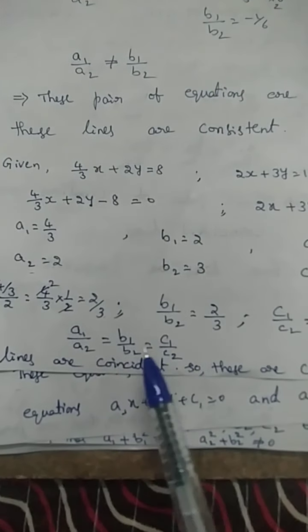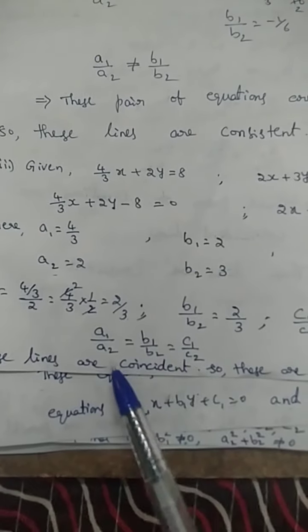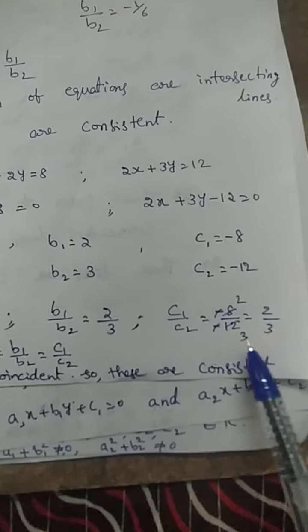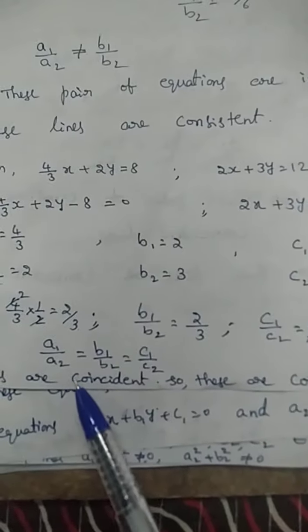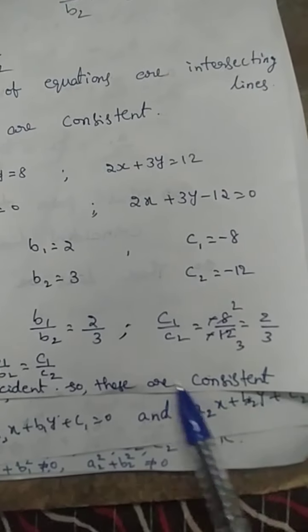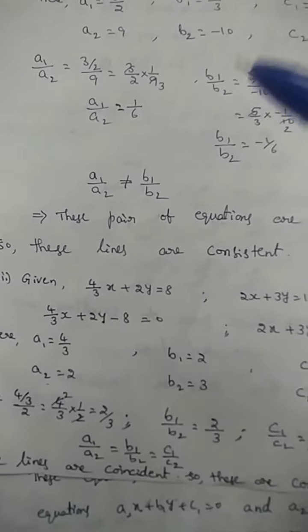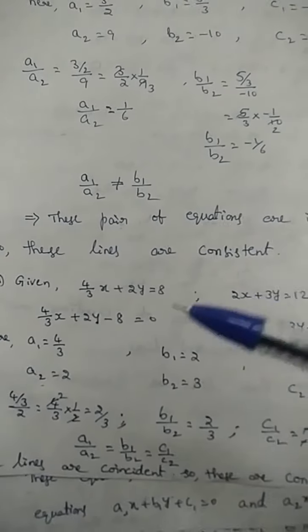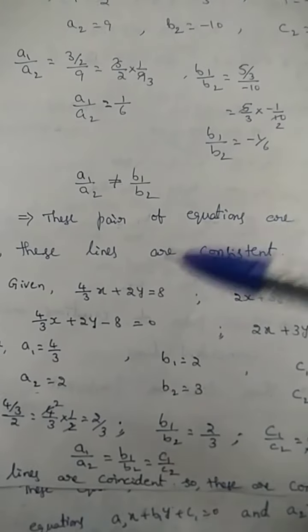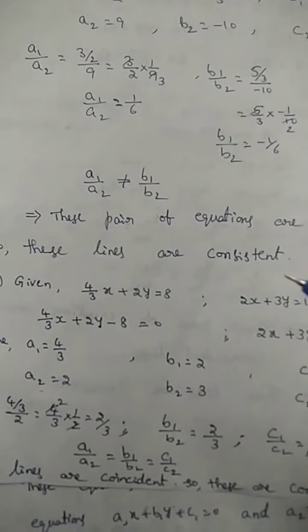If all the ratios are equal, those are coincident lines. If those are coincident lines, then automatically they are consistent lines. Why? Because they have a solution. So these lines are consistent lines. This is the way to find whether the given pair of equations is consistent or inconsistent, by comparing the ratios of x, y and constant values.